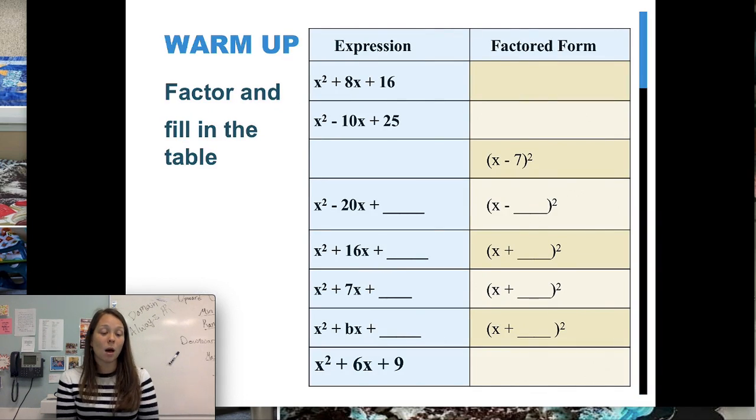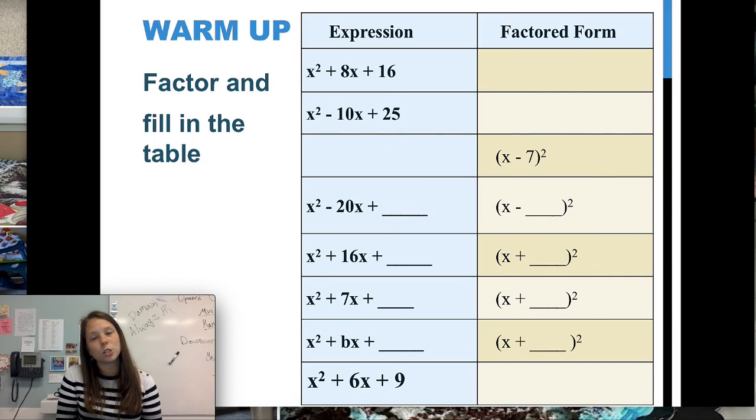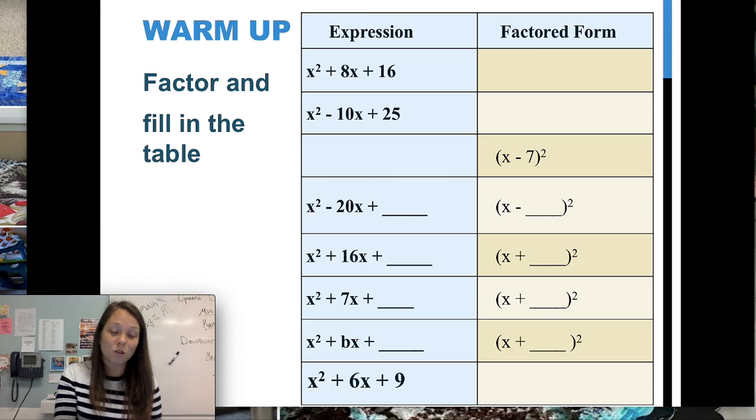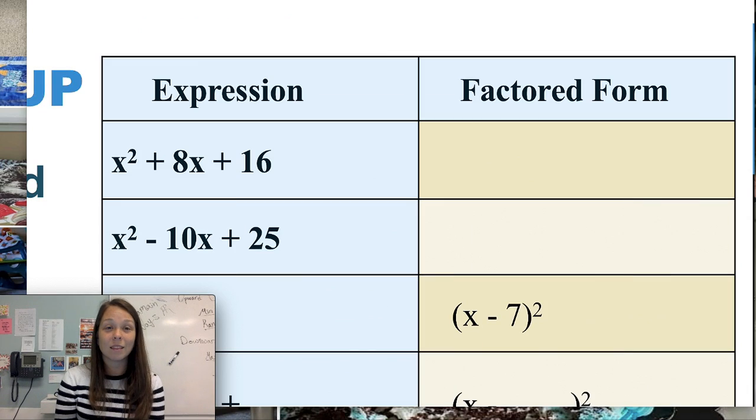So looking at the warm-up, it says factor and fill in the table. I do want you to take a moment to work on factoring and see if you can find a pattern in this table. Pause the video and press play when you're ready to see the answers. Okay, so hopefully you've given this a try on your own. That's going to make learning this a little bit more authentic if you have.